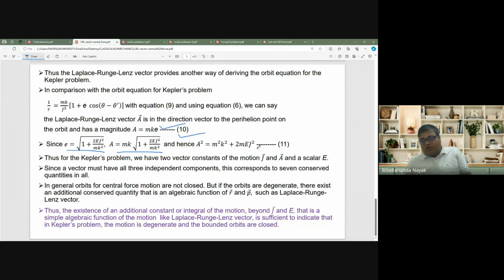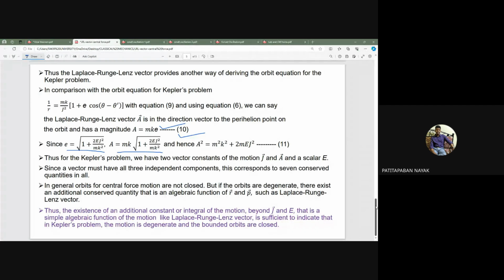So J is the angular momentum, a conserved quantity, energy is a conserved quantity, and here we get another conserved quantity, the Laplace-Runge-Lenz vector. Okay. So these are the things. Okay, clear? Yes, sir. Okay.